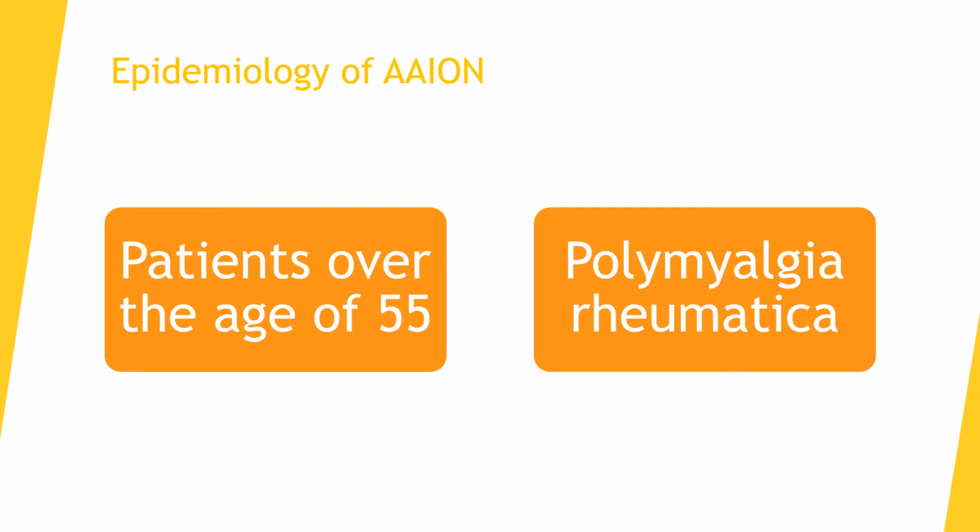People at risk of AAION are patients over the age of 55 or patients with polymyalgia rheumatica. Polymyalgia rheumatica is an inflammatory disorder that causes widespread aching, stiffness, and flu-like symptoms. And the most common presentation of polymyalgia rheumatica is the pain and stiffness in the shoulder muscles, as well as the neck and the hips, and also the morning stiffness.